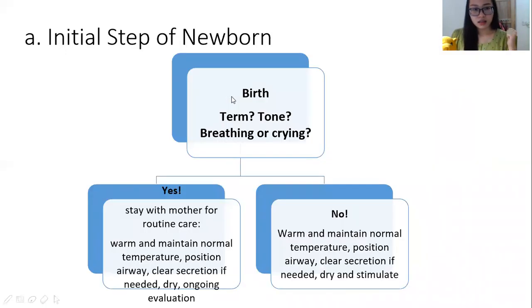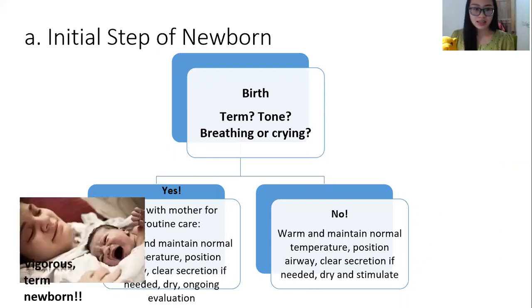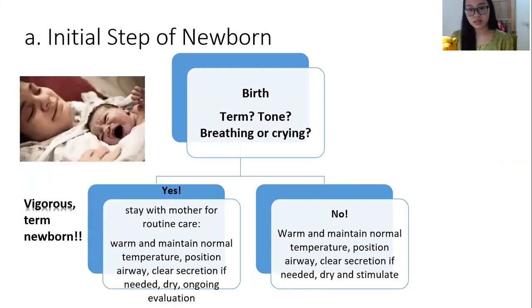Now let's talk about the initial steps for a newborn baby. After the baby is born, ask yourself whether this is a term baby, whether the tone is good, and whether the baby is breathing and crying. If yes, then we label it as a vigorous term newborn and we can keep the baby with the mother for routine care. When it is not, then we have to resuscitate.